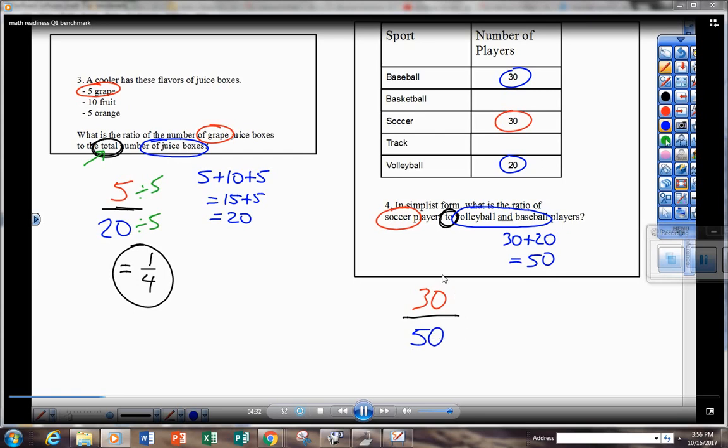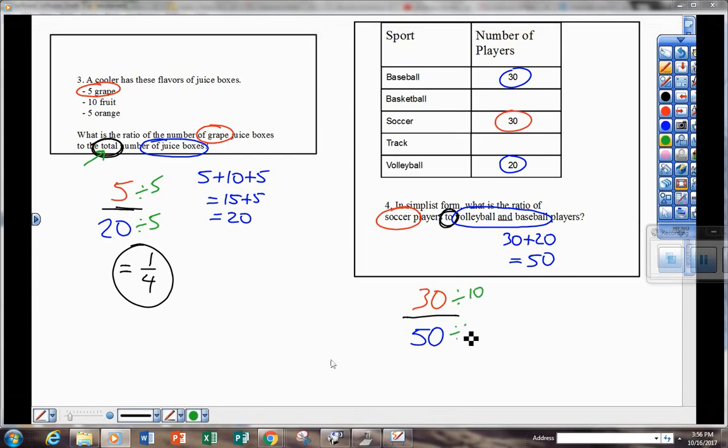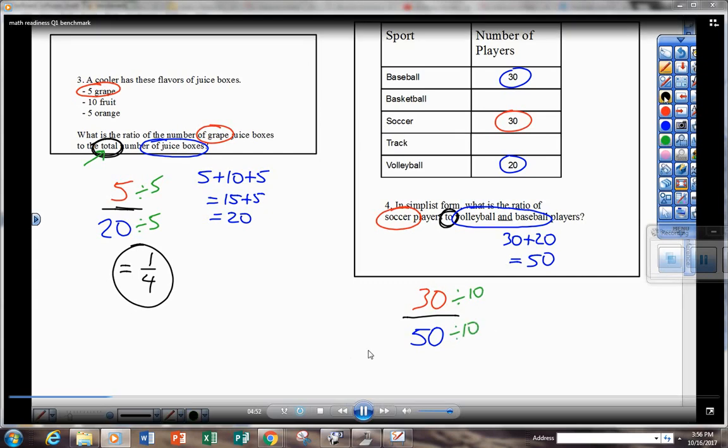For this, I again could slash off these zeros, or I could divide top and bottom by 10 to get that ratio of 3 to 5. Or, again, divide both top and bottom by 10 to get that same ratio of 3 to 5. Alright, here comes problem number 2.